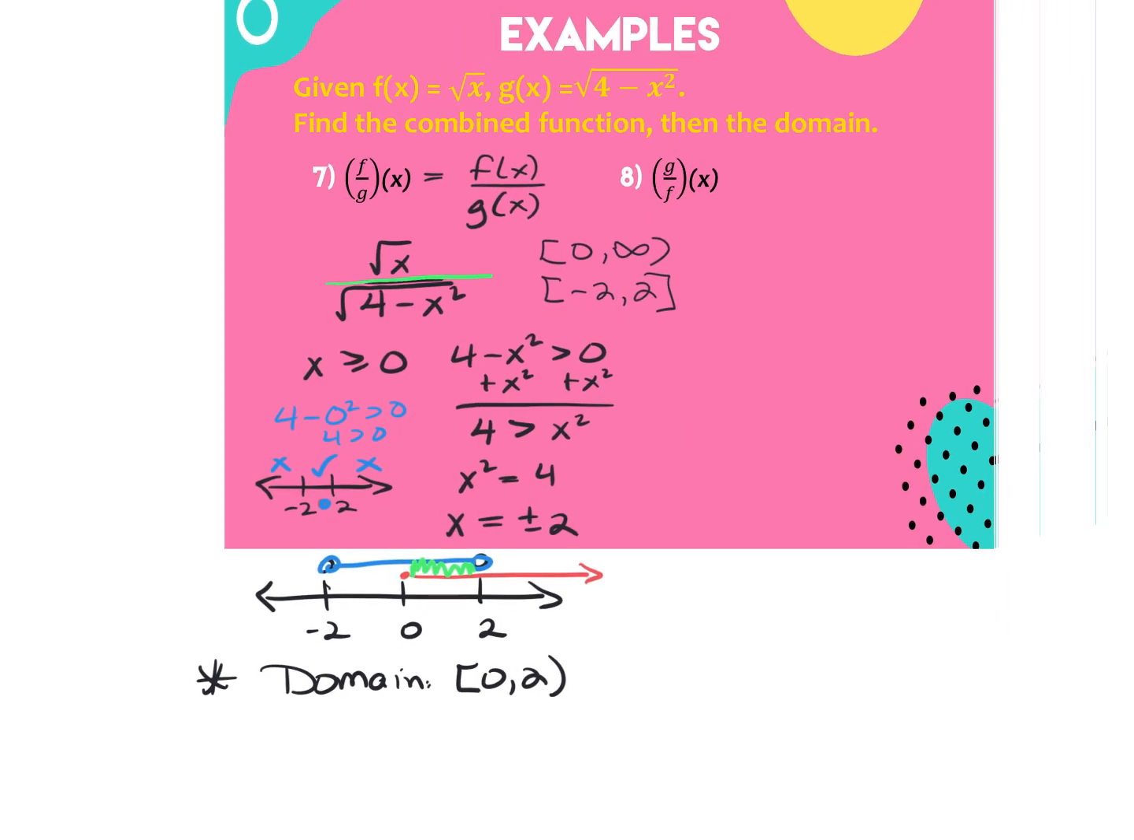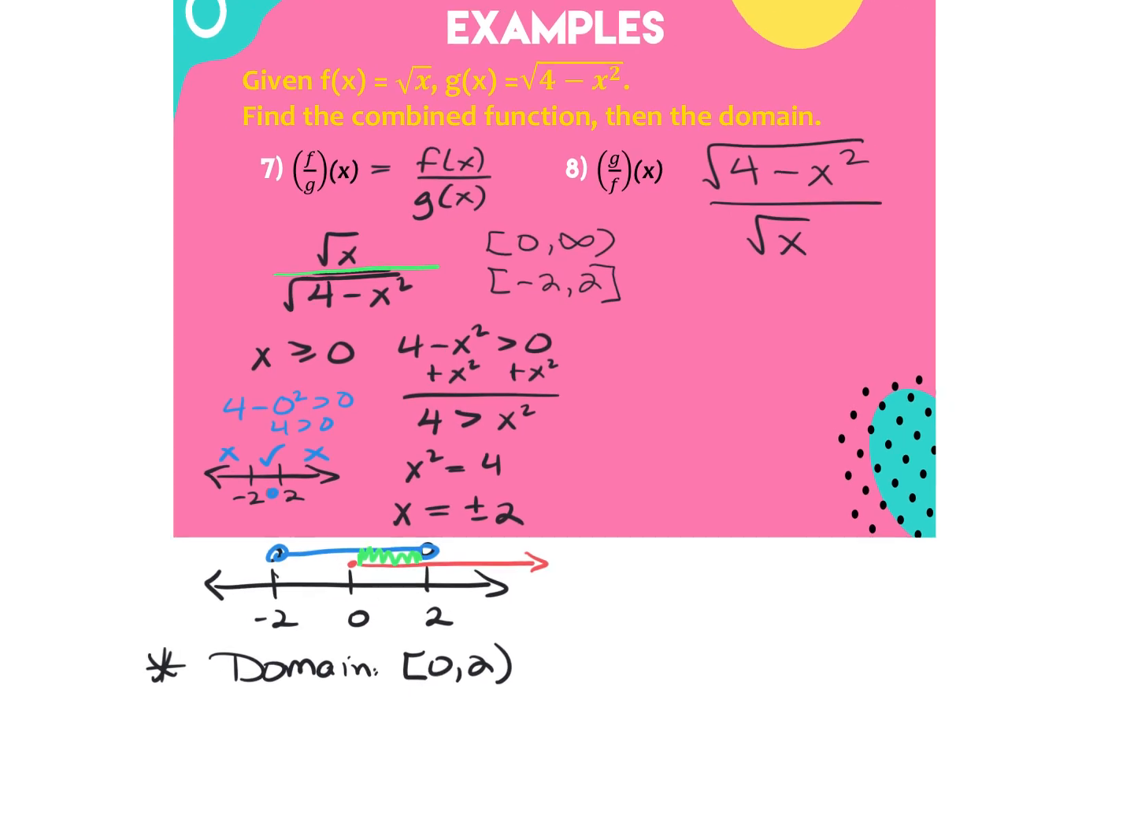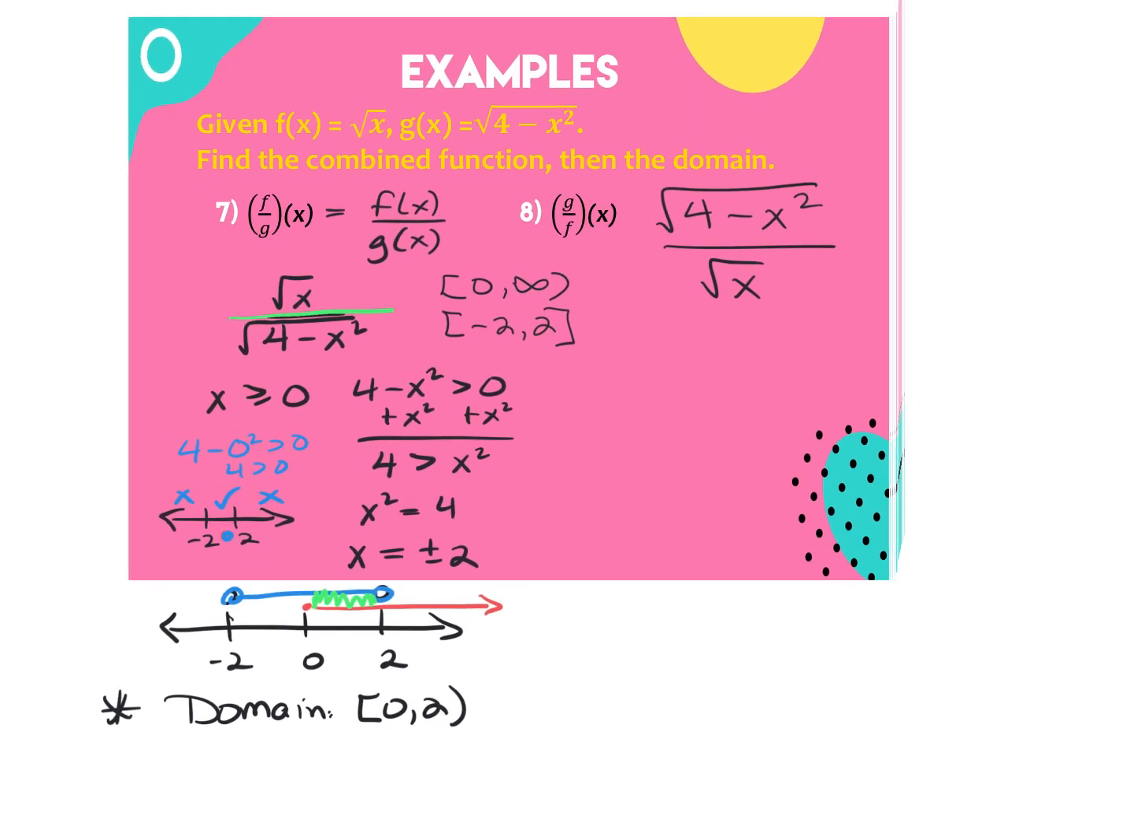Now we're going to flip it. So the combined function is 4 minus x squared over the square root of x. All you do is plug it in. And now what we need to do here, again, is find our domain. This time the numerator, 4 minus x squared, is greater than or equal to 0. So when I do my check in x's here, it's going to be this. But know that instead it's going to be closed circles for the numerator's domain.